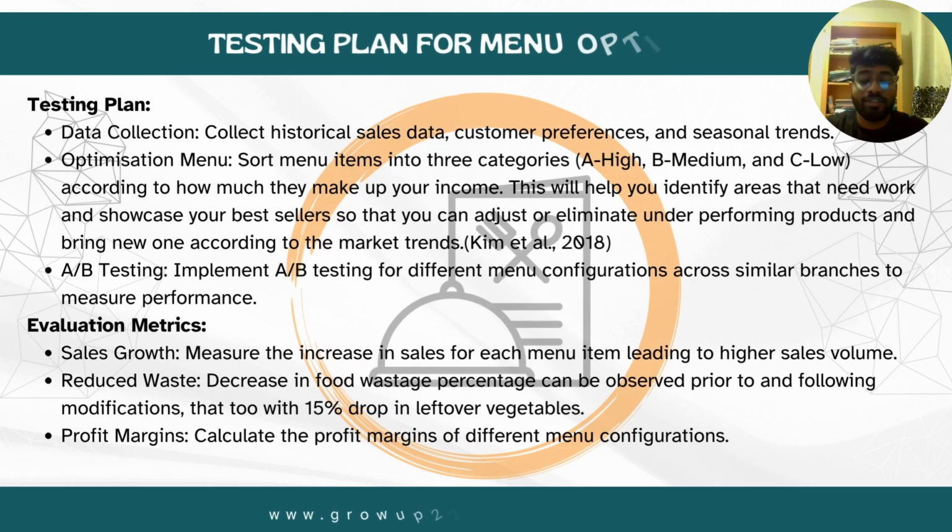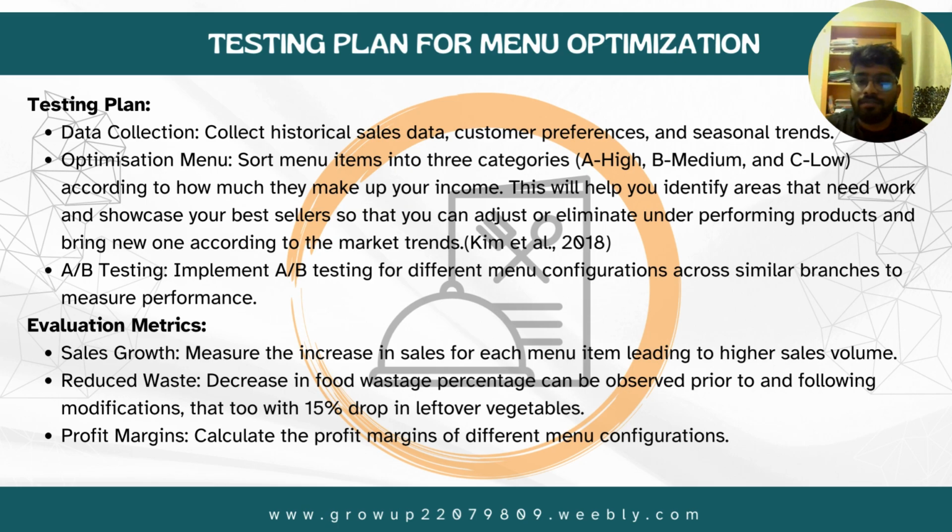Here comes the first testing plan, for menu optimization, in which we have collected all the historical sales data, the customer preferences, and the seasonal trends according to the marketplace of that particular location. And we have categorized the food items into three categories: high sales, medium sales, and low sales. By this we got to know the low performing items and high performing items as per the trends. After that, it is up to the client's wish whether he wants to adjust or eliminate the underperforming products and bring in new ones according to the market trends.